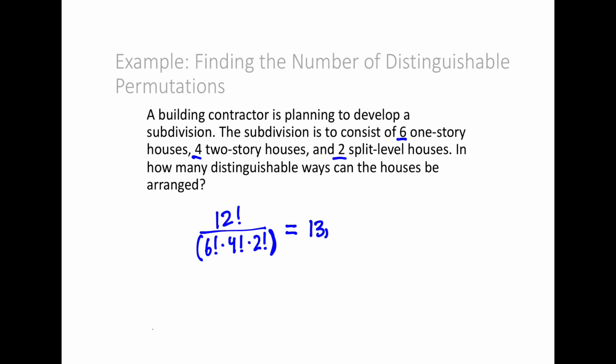The answer you should get, if you're doing it correctly, and it's important to know when you are and when you're not doing this correctly, is 13,860. So, with all of these different types of house, lining them up on a street, there are 13,860 ways I could distinguishably arrange those different houses.